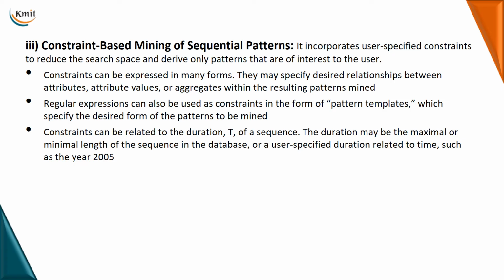Now, constraints can be expressed in many forms. They may specify desired relationships between attributes, attribute values, and aggregates within the resulting patterns. The same thing, as I told you, now rice is my entity. In rice I have multiple varieties like Sona Masuri, Basmati. These are all the attributes of the rice. So it checks with the attributes and their values. Now Sona Masuri I have 25 kgs, Basmati I have only 10 kgs. Like that, it checks with the attribute values.